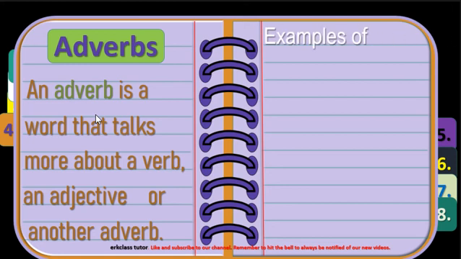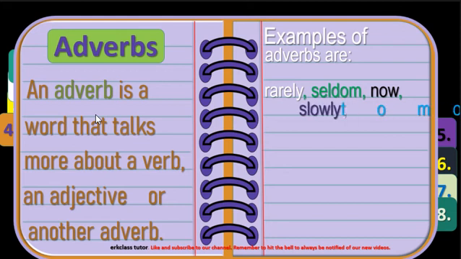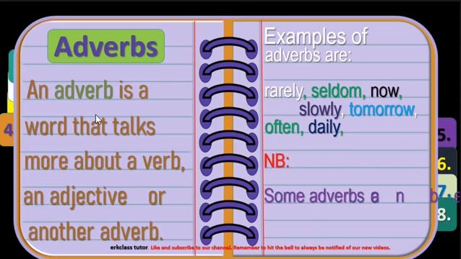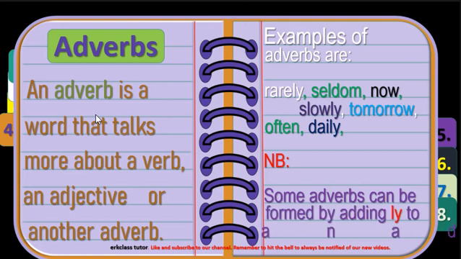For example, rarely is an adverb. Seldom is another adverb. Now, slowly, tomorrow, often, daily, and many others. It is good you note that some adverbs can be formed by adding ly to the adjective.